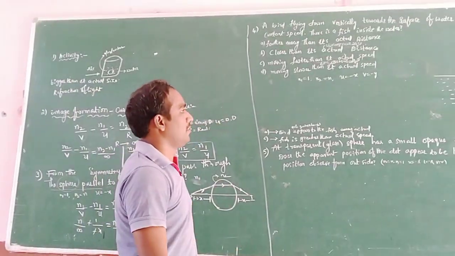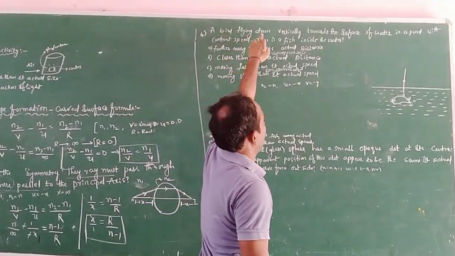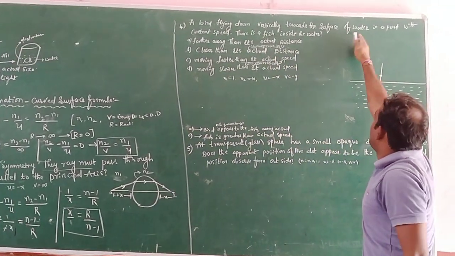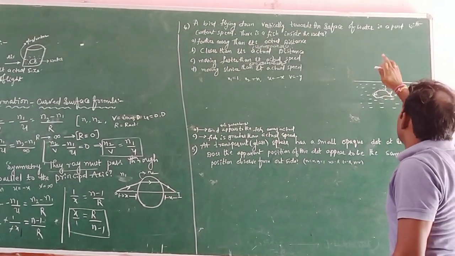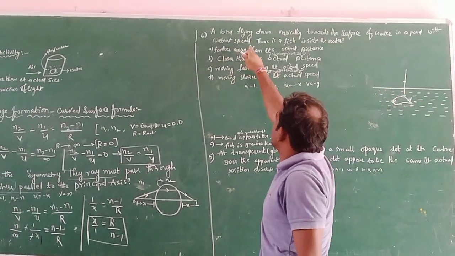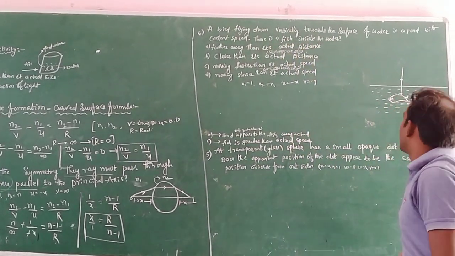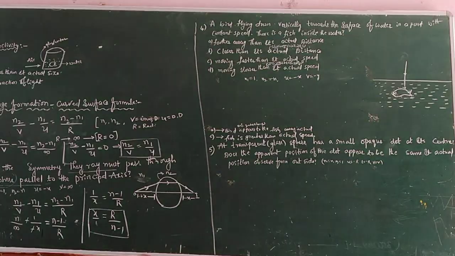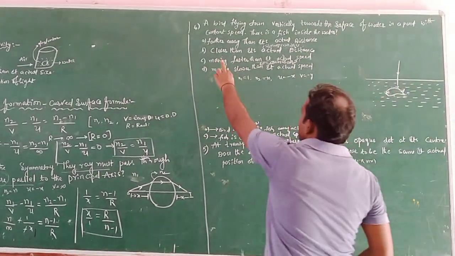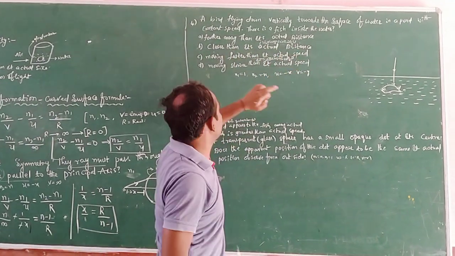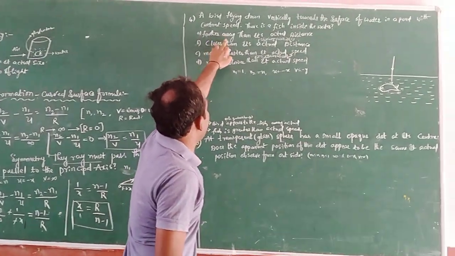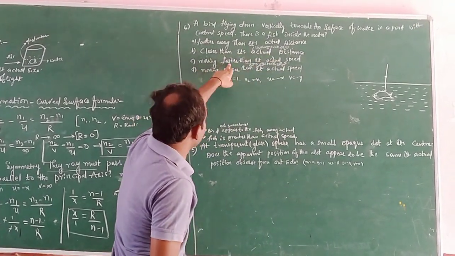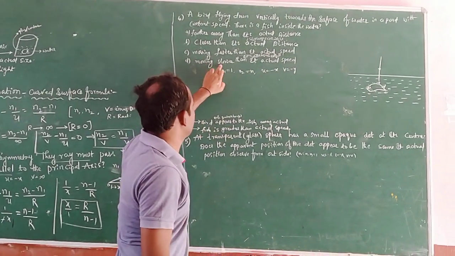And let's go through another problem. A bird is flying down vertically towards the surface of water in a pond with constant speed. There is a fish inside the water. So what do we have in this problem? How can we express it? The options are: closer than the actual distance, further away than its actual distance, moving faster than its actual speed, moving slower than its actual speed.